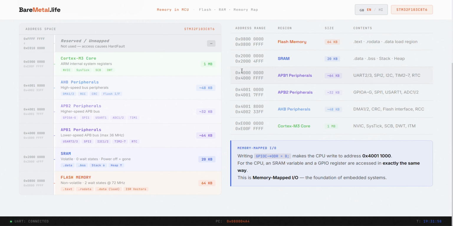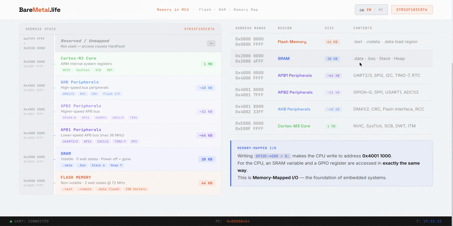Next one, SRAM, 0x20000000 to 0x20004FFF. This is your working memory. It is volatile. That means everything stored here is lost the moment power goes off. But it is extremely fast. Zero wait states. SRAM is divided into four key areas.